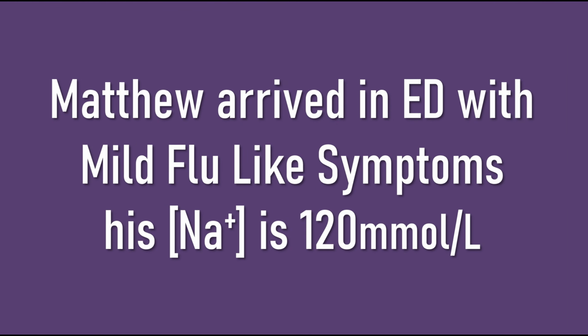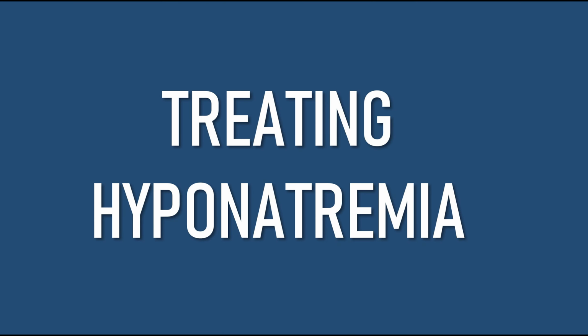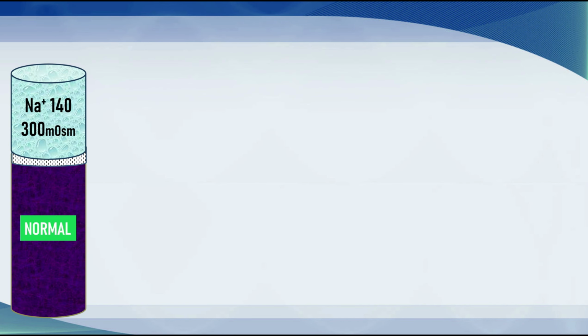Matthew arrived in the ED with mild flu-like symptoms and his plasma sodium is 120 millimoles per litre. What treatment should Matthew get? Before we get into a discussion about treatment, it is important to remember that Matthew is asymptomatic and you have time to think about what to do. But this level of dysnatremia is not good. Small shifts in serum osmolality may cause disruption of brain mass.